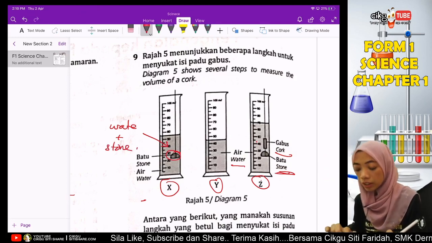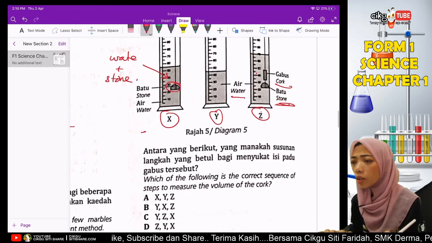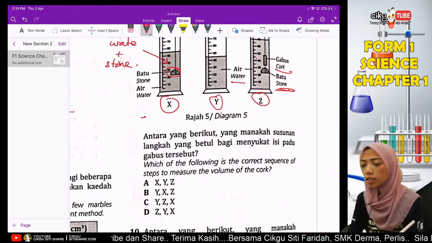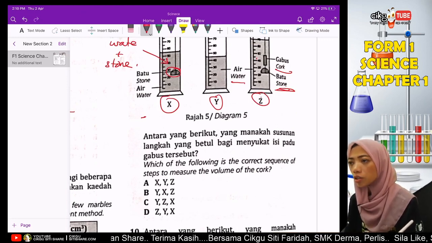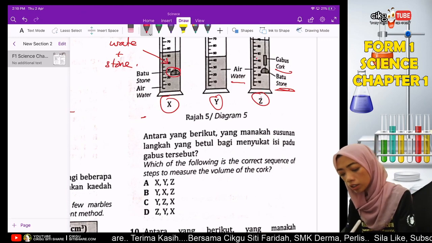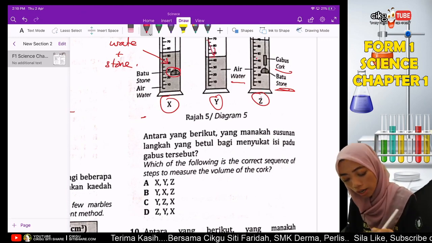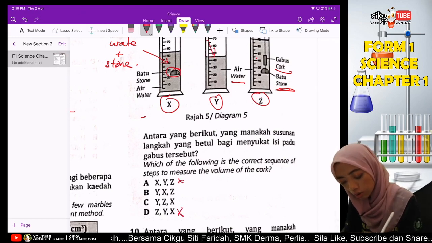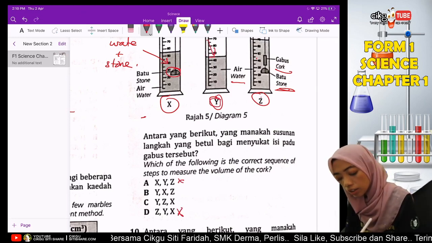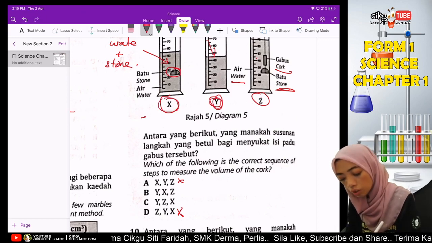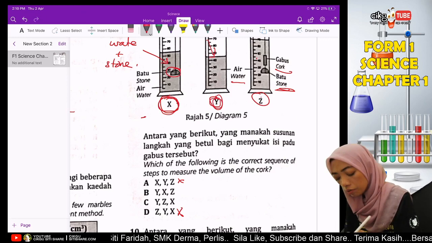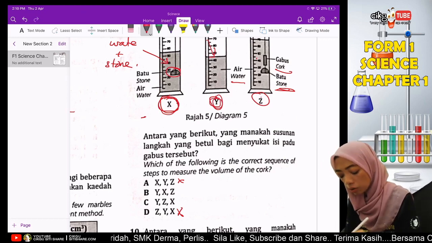Okay, so the steps. Which of the following is the correct sequence of the steps to measure the volume of cork? Firstly, we must add the water, just only water. So Y is the first step. So this one is not the answer. After we insert the water, we insert the stone, X, and then we insert the cork and stone.